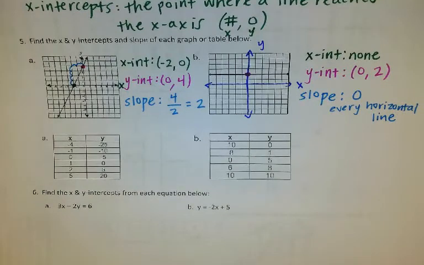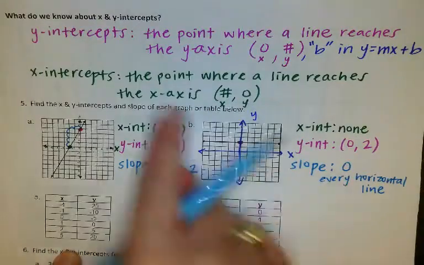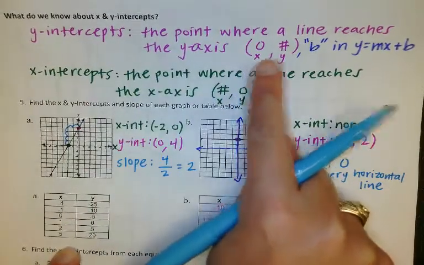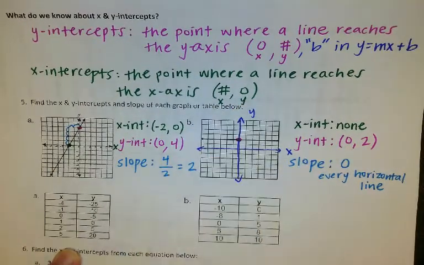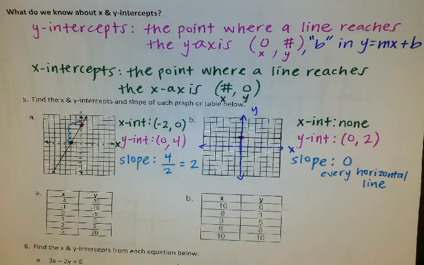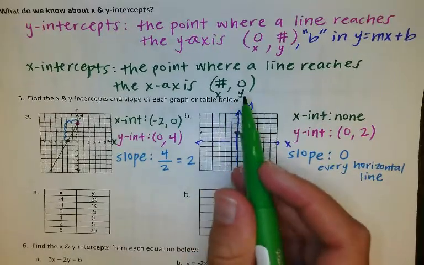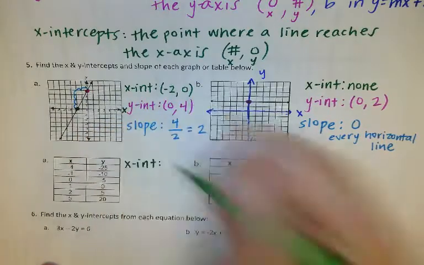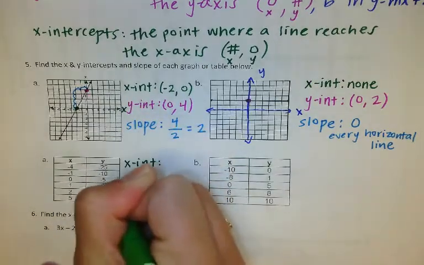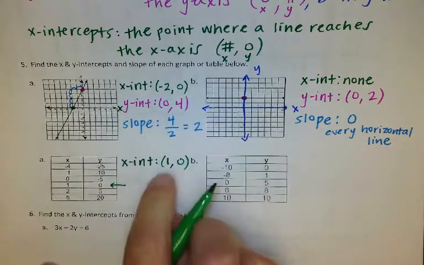Okay, we need to know the pattern of the ordered pairs for x and y-intercepts to help us with the table. So if you know that all y-intercepts look like 0, a number, and x-intercepts have a y value of 0, it'll make it really easy for us to find them in a table. I'm going to stick with the x-intercept first, just like I did above. I'm looking for a place in the table where the y value is 0. So I see it right here. Y is 0. That pairs with an x of 1. So the x-intercept is 1, 0.